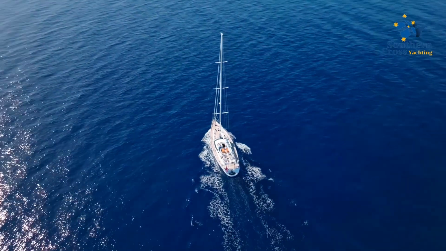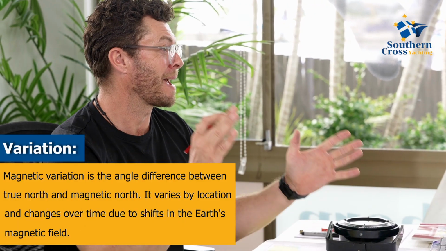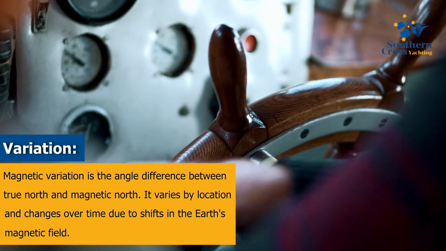Welcome back, folks. Today we're going to talk a little bit about something called variation. Variation is the difference between what we call true north and magnetic north. This is essentially the difference between the magnetic pole of the Earth and where we draw our lines on the chart. If we look at a chart like this, the top and the bottom of the chart refer to the North and South Poles.